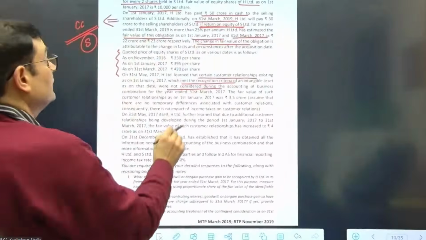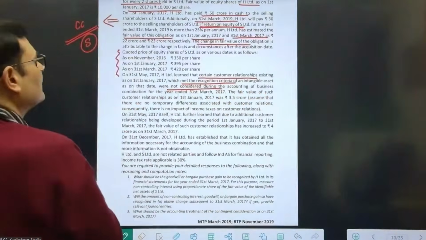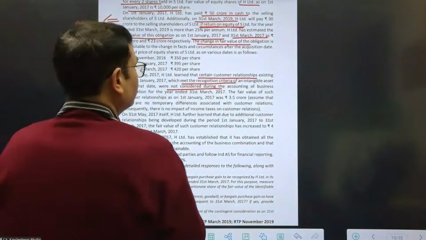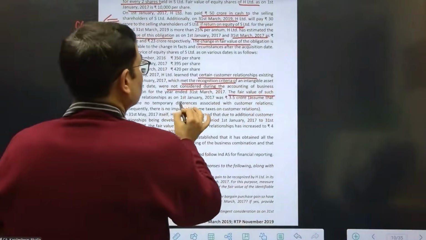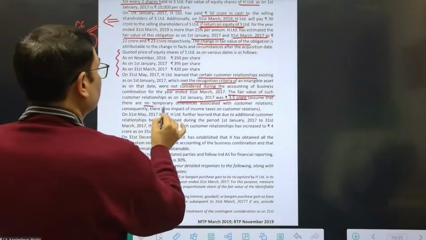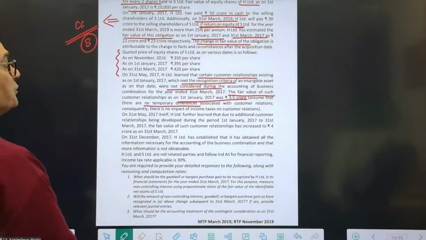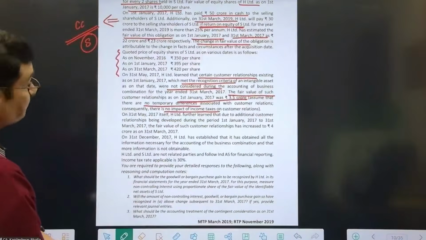So he's telling you that certain customer relationships met the criteria on the date of acquisition, but they were not considered in the year ended. Now, the fair value of such relationships on 1st January is 3.5 crores, assuming there is no temporary difference associated with the relationship, and therefore there is no impact on the income tax.